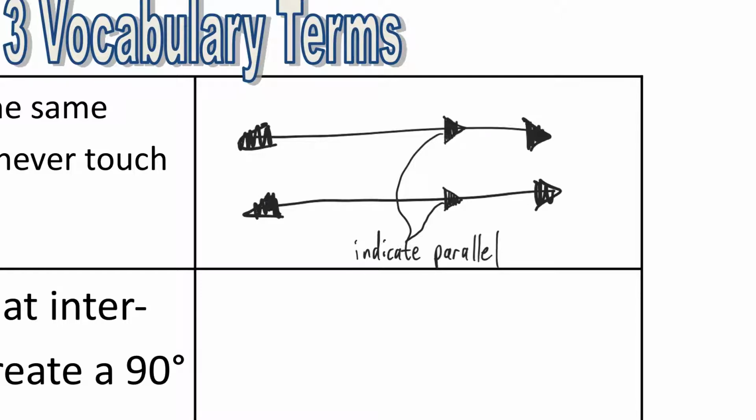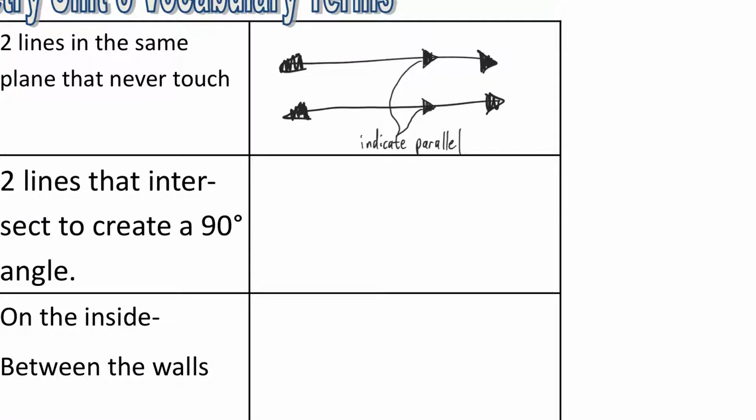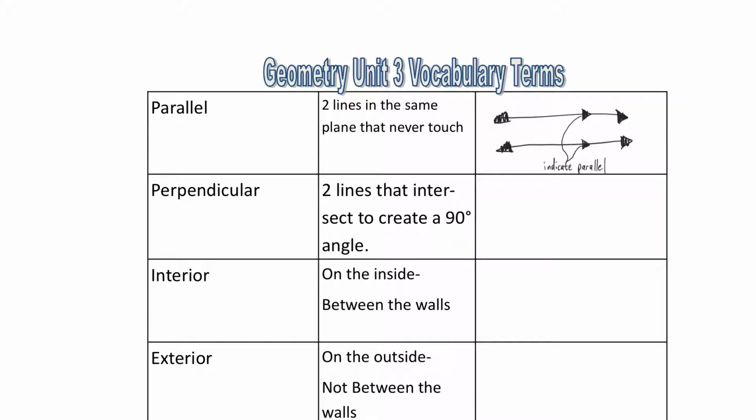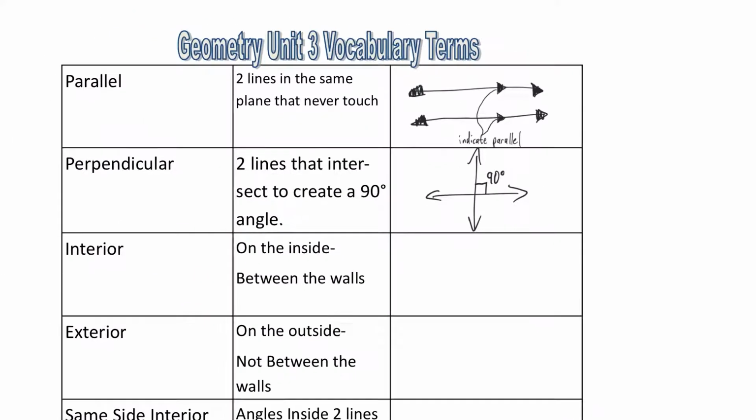Make sure you get that drawn on yours, please. An extra set of arrowheads there means that they are parallel. Okay, what does perpendicular mean? Two lines that intersect to create a 90-degree angle. Okay, good. So like this, two lines. They don't just cross each other. They cross each other to make a 90-degree angle. That's very, very important. Not just crossing in general, but they cross to make 90 degrees.